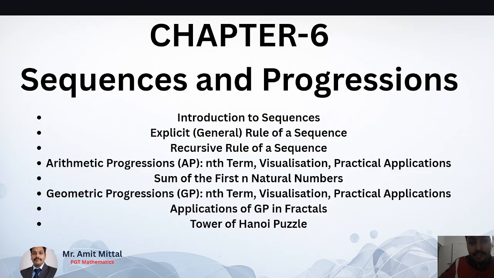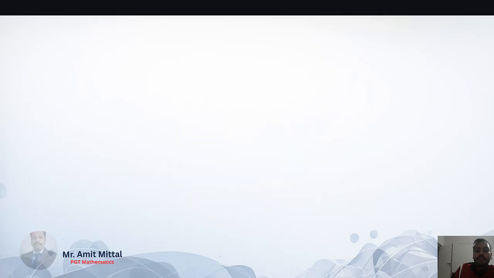And you will see one of the more important and very interesting applications of pattern recognition is the Hanoi puzzle, the Tower of Hanoi puzzle. You will see what is interesting in that, and that would be one of the chapters in the new textbook, the sequence and progression.